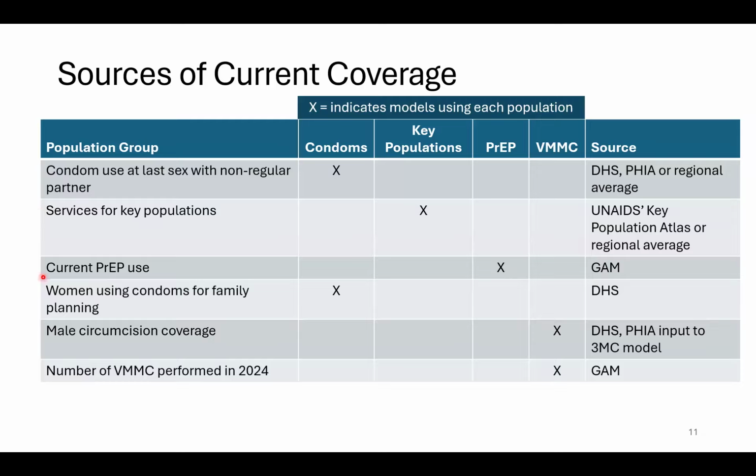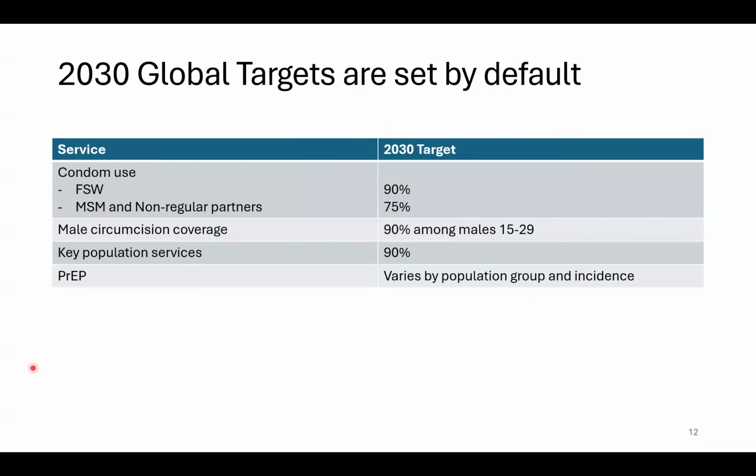Data on current PrEP use comes from GAM, and levels of condom use for family planning come from the household surveys. I'll skip the last two on circumcision coverage. Now, what you'll see in the tool for the target coverages of each component are coming directly from the global targets that Clemens and Eleanor have already talked about. So this is what you'll see automatically when you go into the tool. But of course, if your targets are different, you're able to edit those and get needs estimates for your targets.